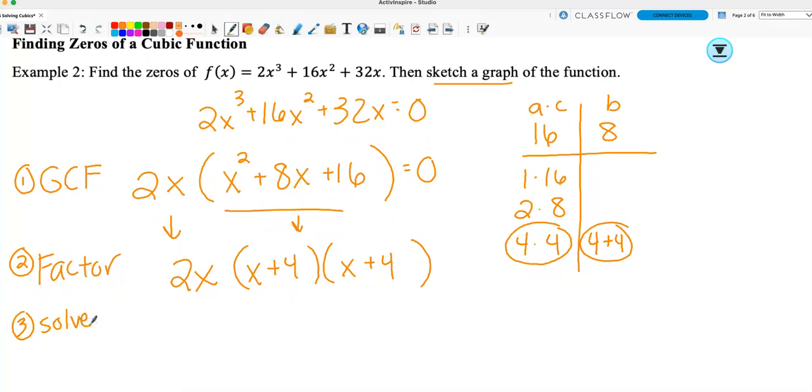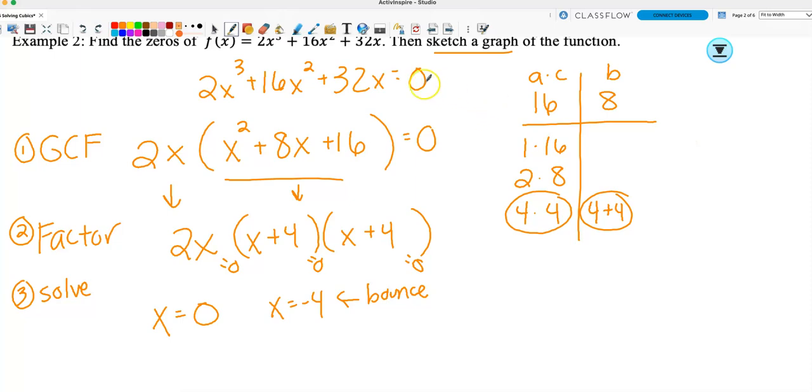So I'm going to set each one equal to 0. The first answer will be 0, because if I divide by 2, 0 divided by 2 would be 0. If I switch my signs, my other answer will be -4 and -4. Again, I don't need to repeat it, but I do know this is going to be a bounce because I've got (x + 4) squared.